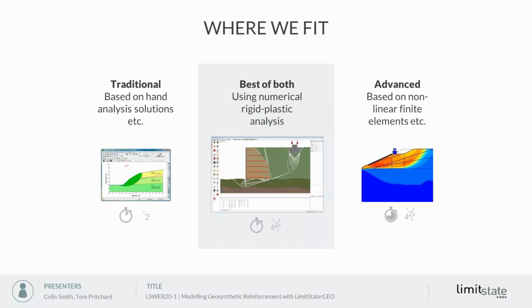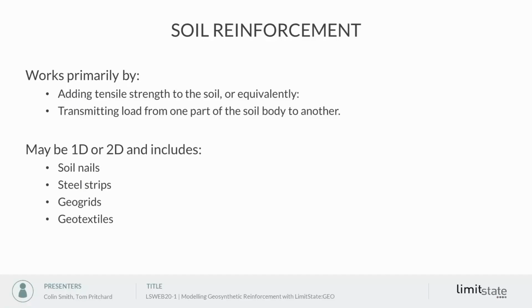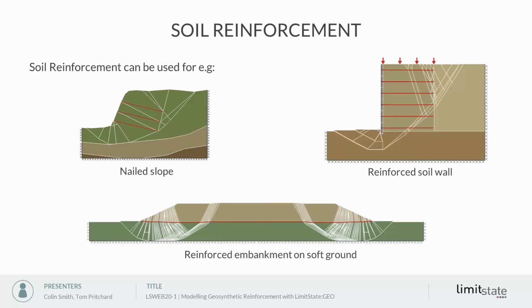So that's enough introduction to LimitState. Let's look at modelling soil reinforcement. As I'm sure you all well know, soil reinforcement works primarily by adding tensile strength to the soil, or equivalently by transmitting load from one part of the soil body to another. And soil reinforcement can be one-dimensional or two-dimensional, so it includes soil nails, steel strips, geogrids and geotextiles. And it can be used in a wide range of configurations for slope stability, as part of a reinforced soil wall, or for example to support an embankment on soft ground.